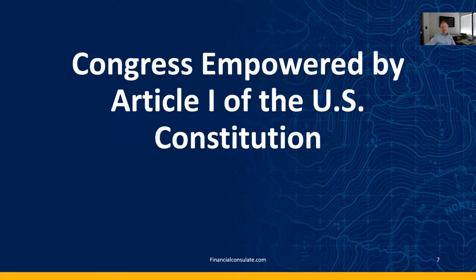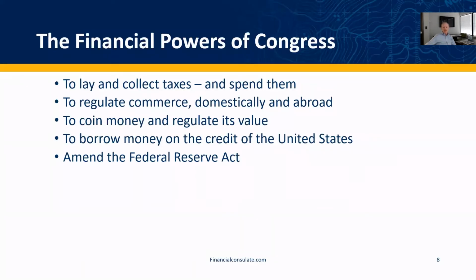But those acts, again, they have the ability to amend the Federal Reserve Act. So Congress, of course, is empowered by Article 1 of the Constitution. And they have some significant powers, right? They have the power to lay and collect taxes. These are the financial powers. And of course, spend them. They regulate commerce domestically and abroad. That was how we interact with the world. To coin money, regulate its value, to borrow money on the credit of the United States.